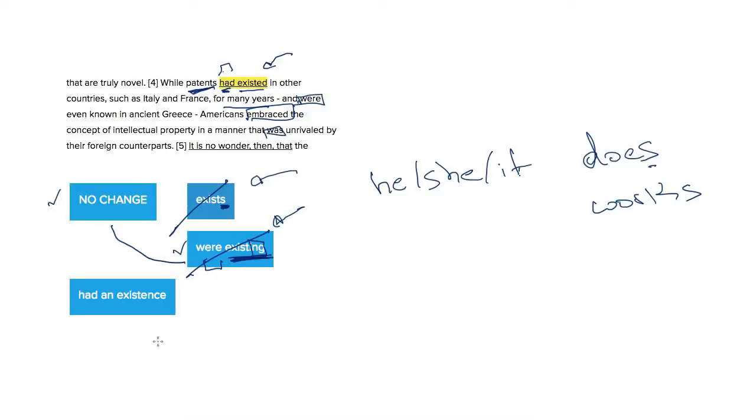Okay, and that leaves us with answer choice D. While patents had an existence in other countries. Nothing necessarily different. Again, had is no longer a helping verb here. It's actually the main verb, and the object now is an existence. So while patents had an existence is correct, it is less concise now than answer choice A. And like we saw in that previous example, we want to pick the most concise answer choice. So that leaves had existed as the best answer for this problem.